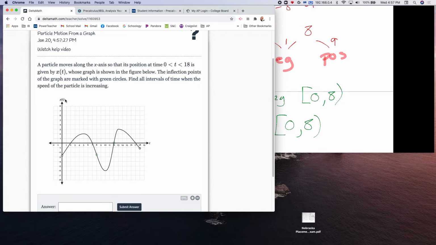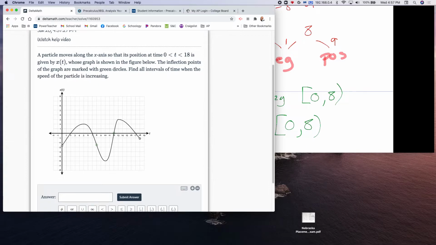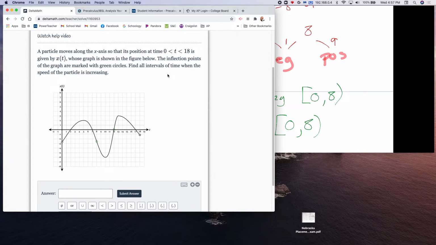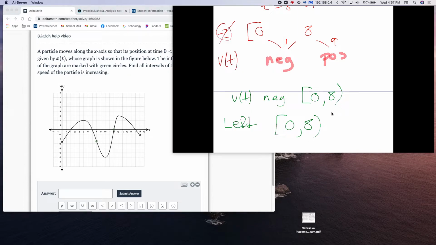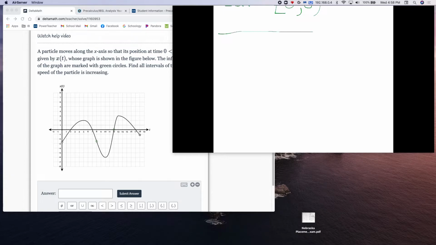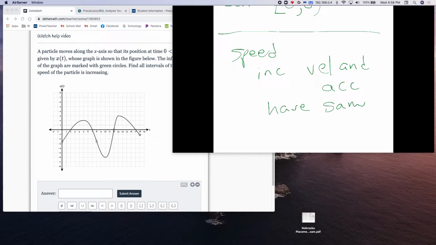This is the position graph. Okay, so we're looking at the position graph. A particle moves along the x-axis, so the position is given by x of t. This graph is shown here. The inflection points of the graph are marked in green circles. Find all the intervals in which the speed of the particle is increasing. So remember, in order for speed to be increasing, velocity and acceleration have to have the same sign.